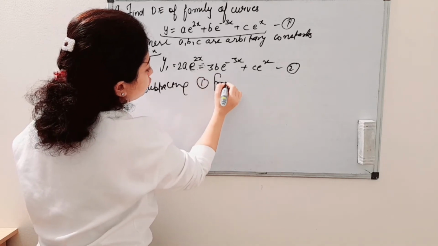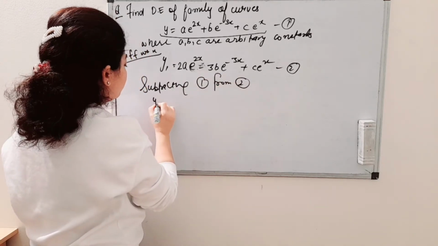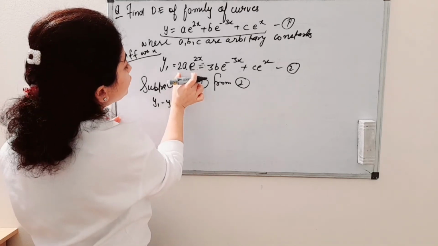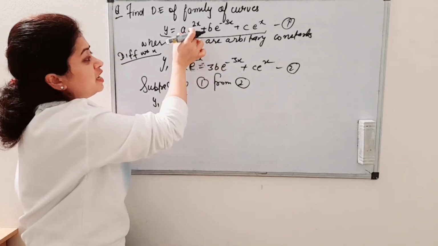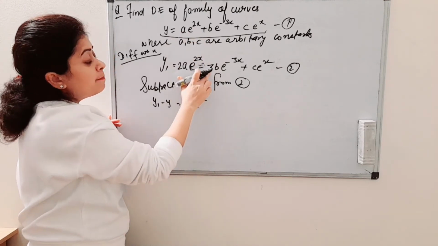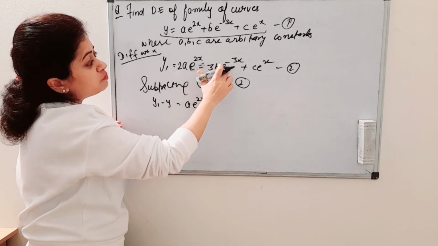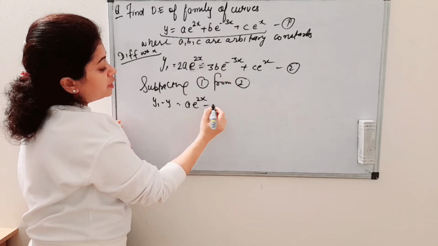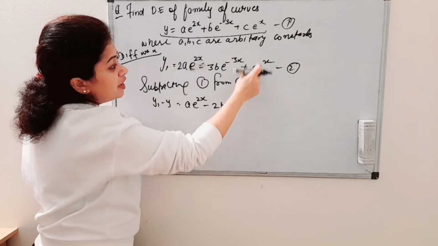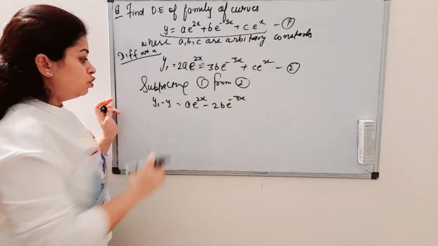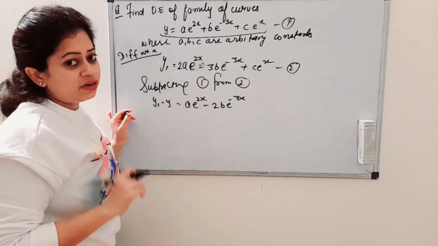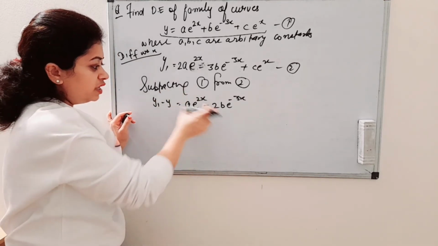So we can say equation number 1 and 2, subtracting 1 from 2. Okay, y1 minus y is equal to 2a e raised to power 2x minus a e raised to power 2x, we will get a e raised to power 2x, minus 3b e raised to power minus 3x plus, that means minus 2b e raised to power minus 3x, and this term will be cancelled out. So now we have only two arbitrary constants and we need to remove these two.